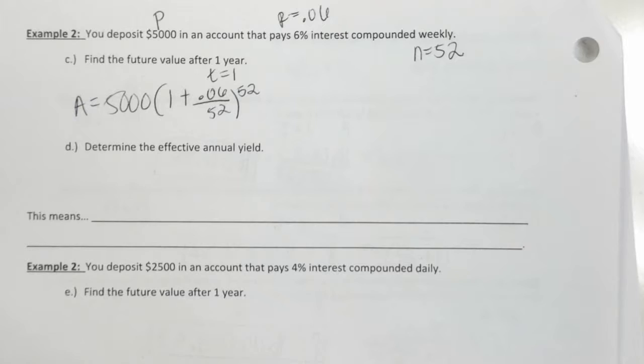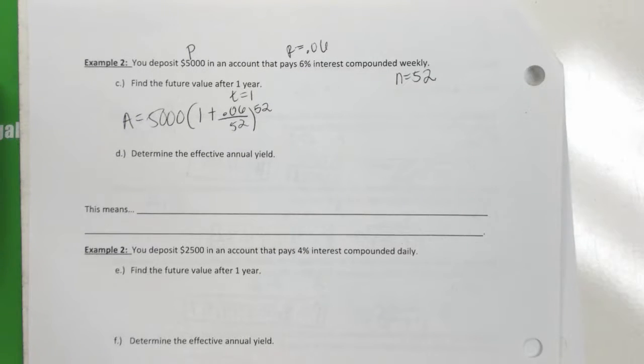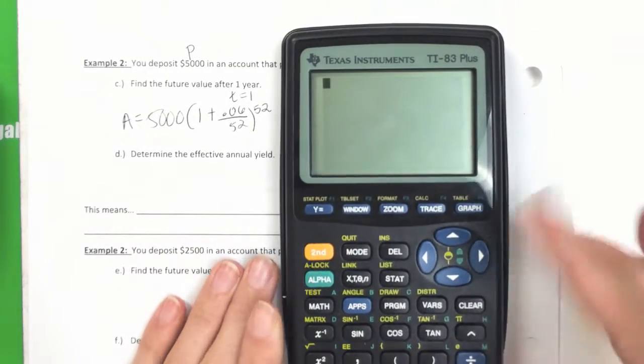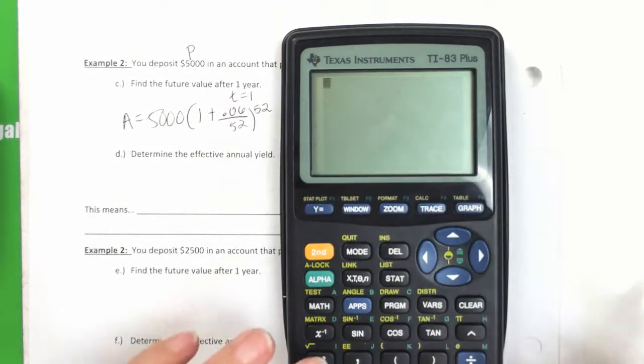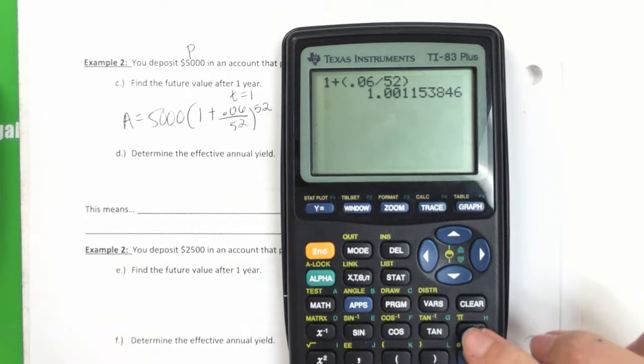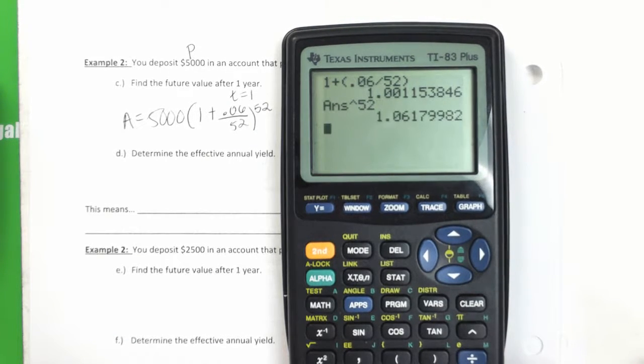So I'll just show you one more time how it's best to type that in your calculator, or how I'm typing it in. So it's always best to type in your parentheses first. So 1 plus 0.06 divided by 52, enter, raised to the 52nd power, times 5,000.